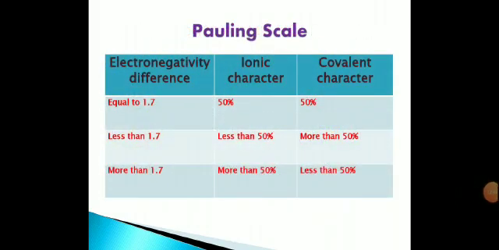Electronegativity is measured on the scale by the scientist Pauling. Based on the electronegativity difference, what type of bond is present in the molecule? If the electronegativity difference between the two atoms is equal to 1.7, the molecule has 50% ionic character and 50% covalent character. If the electronegativity difference is less than 1.7, the molecule has more covalent character. If the electronegativity difference is more than 1.7, the molecule has more ionic character.